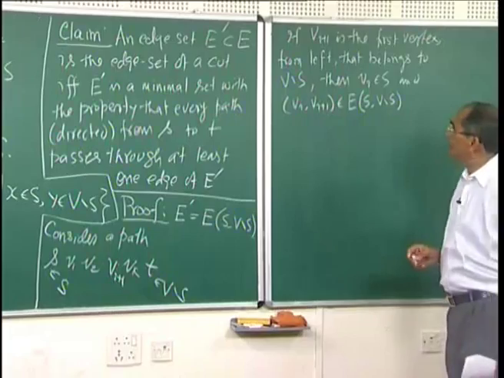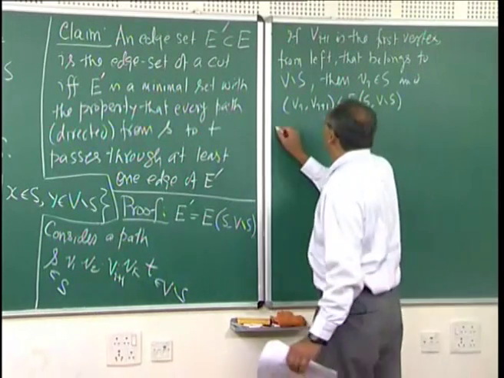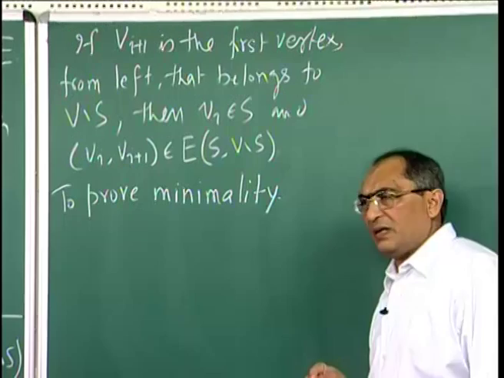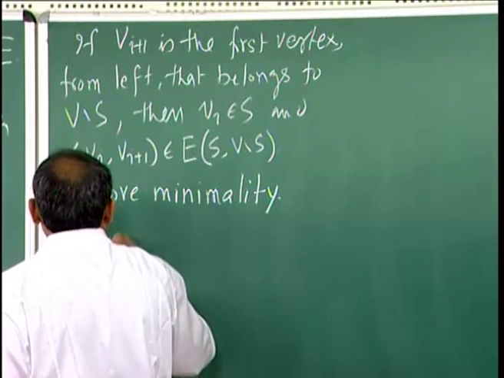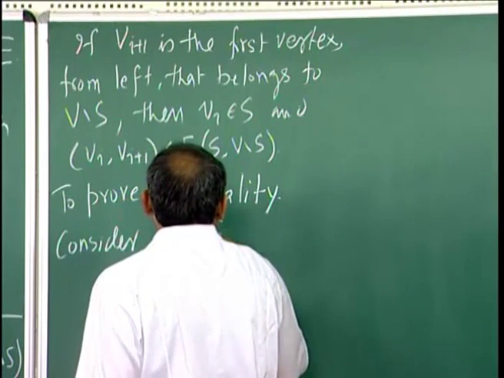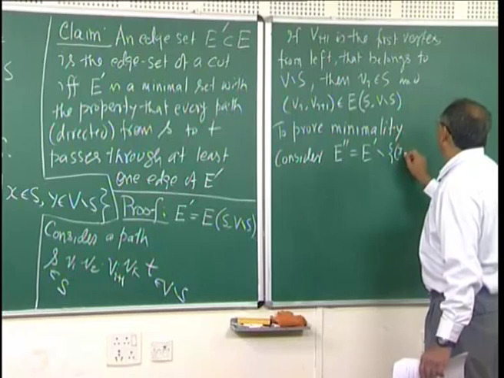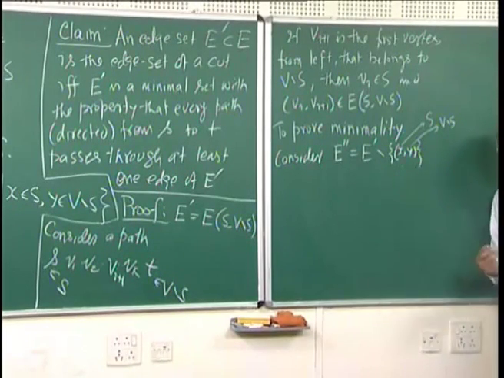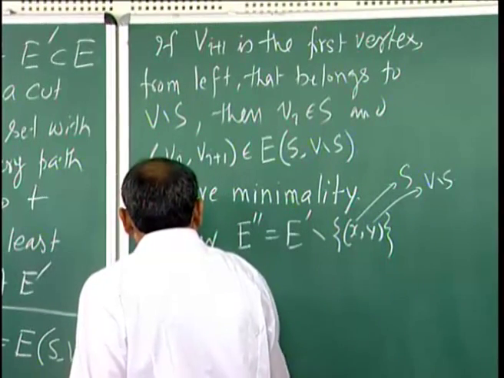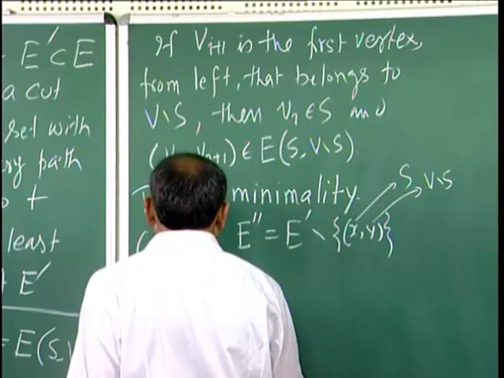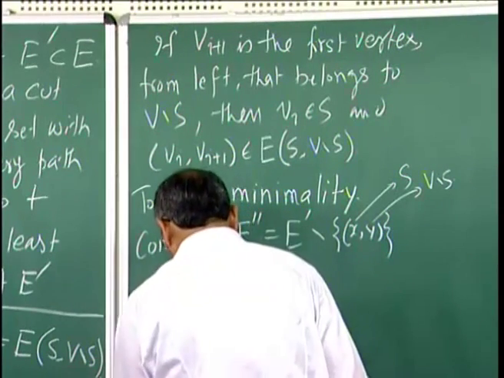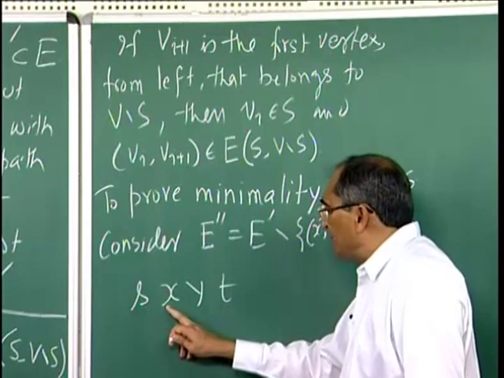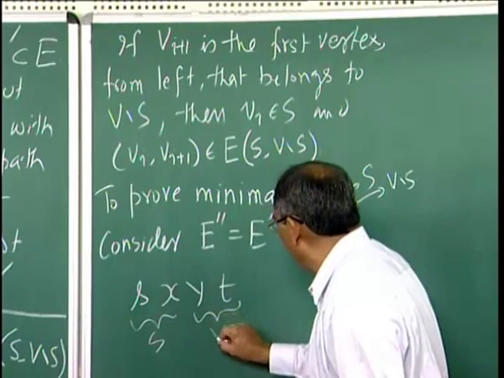Now to prove that this is a minimal such set, so to prove minimality, let me take off an edge. So consider E prime double prime equal to E prime minus some edge x comma y. Clearly this is in S and this is outside S. So this is one edge we have taken off. Now I can actually form a path, namely S comma x, x y, y t. Consider this simple path of three edges as S and x both belong to S and these two belong to V minus S.